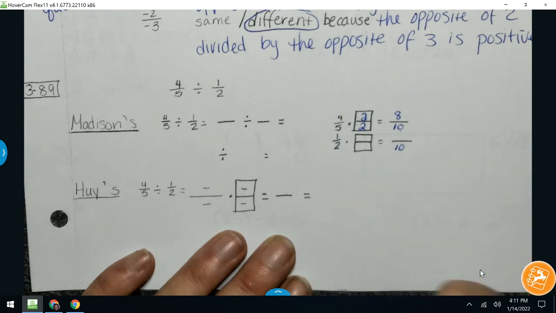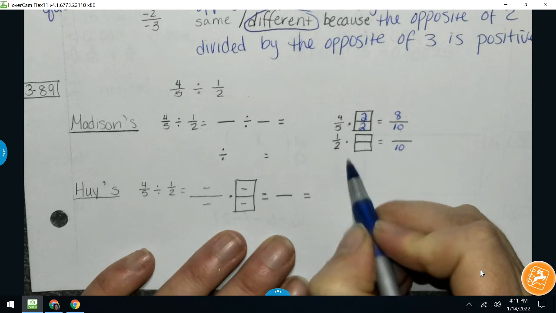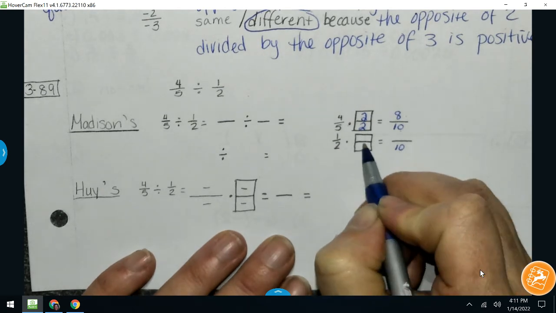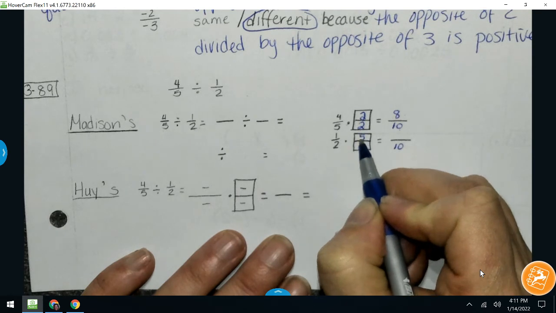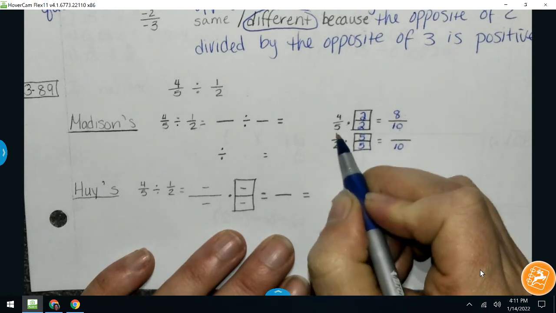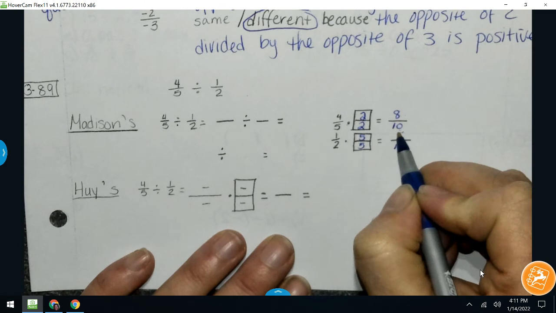We're going to do the same thing with 1/2. What times 2 gives me 10? And that would be 5. So up here I'm also going to have 5. So I have 1 times 5 is 5.